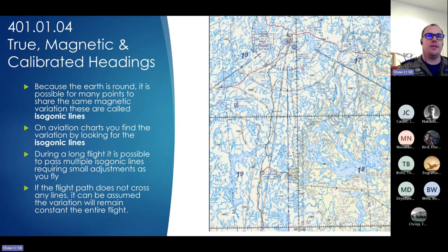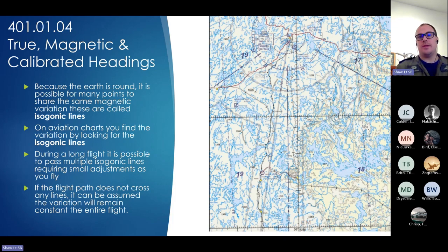Okay, so the Earth is round. It's possible for many points to share the same magnetic variation, and these are called isogonic lines. On aviation charts, you find the variation by looking for the isogonic lines. During a long flight, it's possible to pass multiple isogonic lines, requiring small adjustments as you fly. If it doesn't cross any lines, you can assume that the variation will remain constant the entire flight. You need to know the definition of an isogonic line, which is a line joining the same amount of magnetic variation.